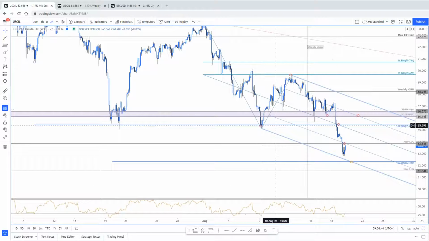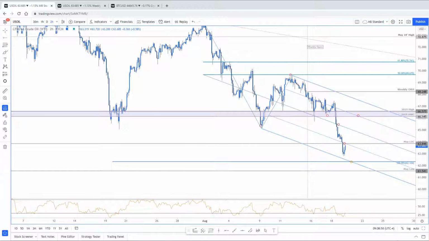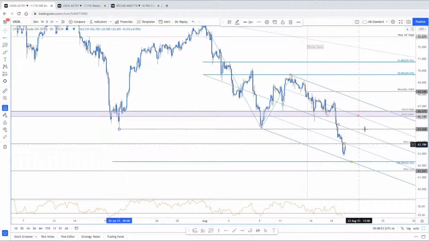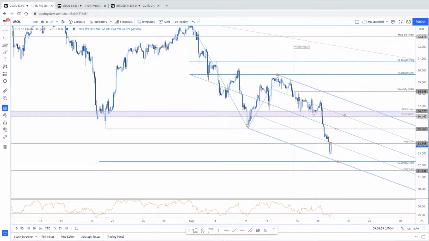But at this point, let me just clean this up for you in a second. Forget that. That's near-term resistance. All right, 65.